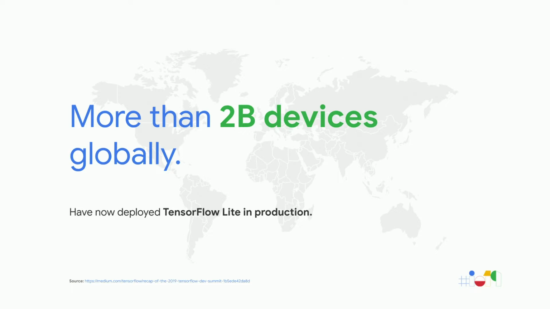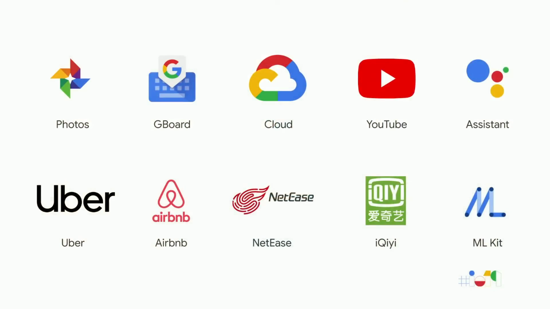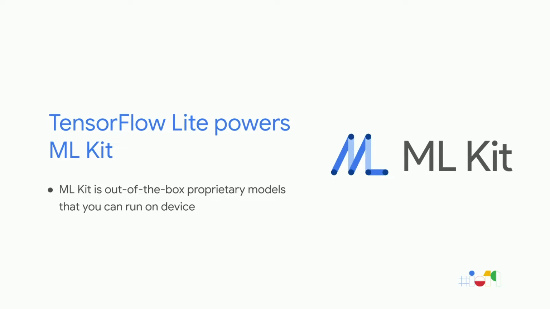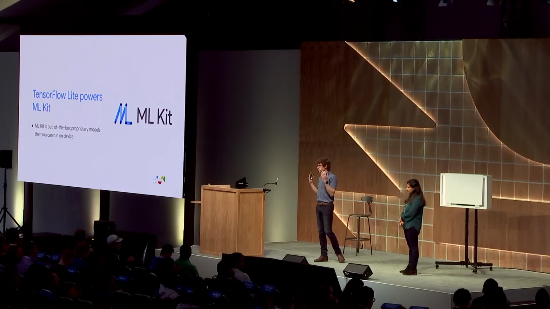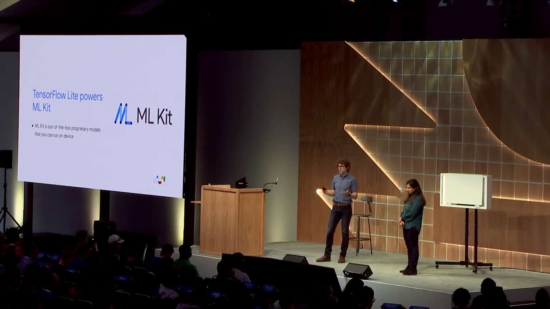TensorFlow Lite is now on more than 2 billion devices around the world, running on many different apps. Many of Google's own largest apps are using it, as are apps from many other external companies. So this is a sampling of some of the apps which are using TensorFlow Lite: Google Photos, Gboard, YouTube Assistant, along with several global companies like Uber and Airbnb. TensorFlow Lite also powers ML Kit, which is our out-of-the-box solution for deploying Google's best proprietary models on device. You would have heard about this yesterday too. We're also powering that in the back end.